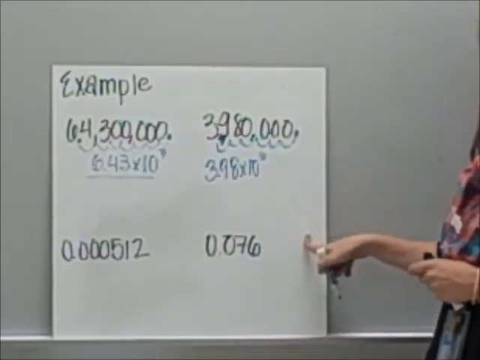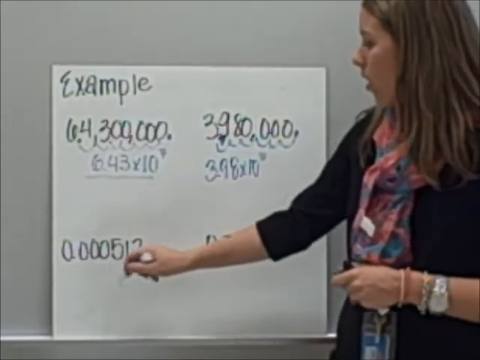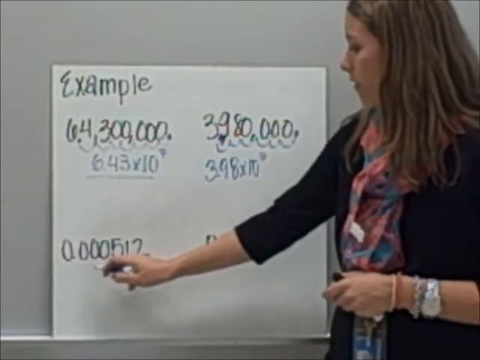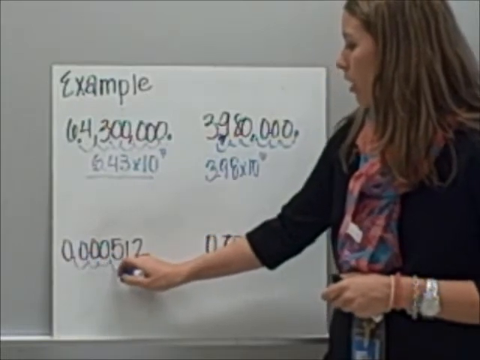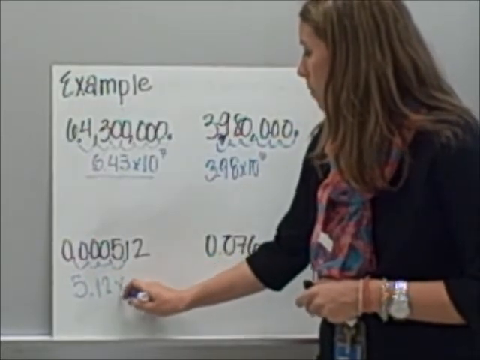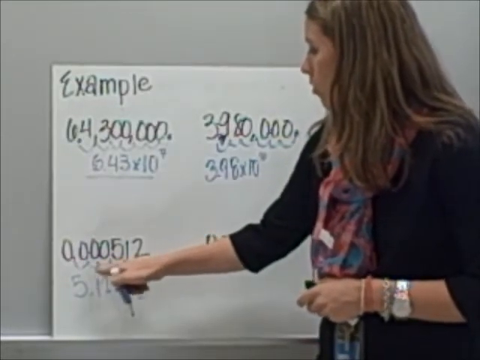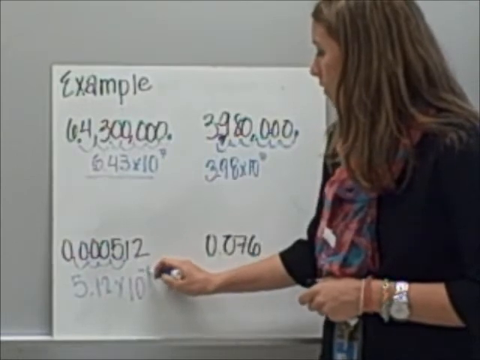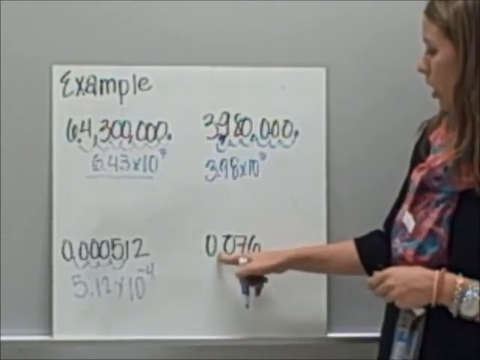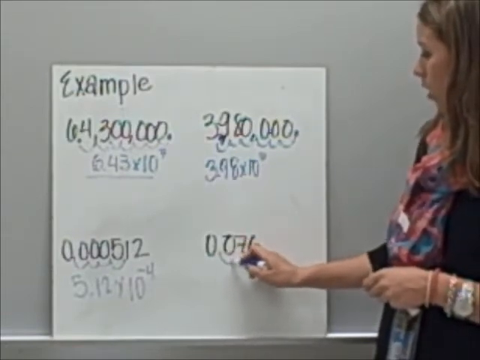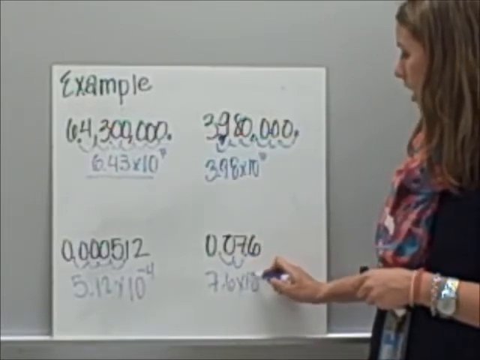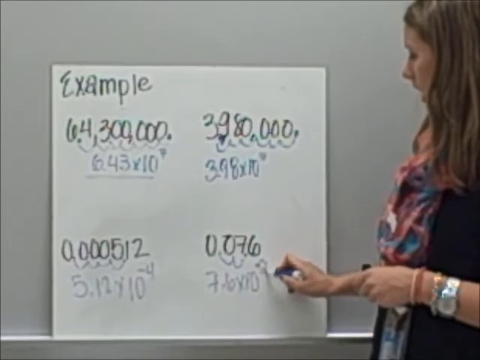Down here, we have very small numbers. The first one, we have our decimal point here. We want it to move to right here behind the 5. 1, 2, 3, 4. So we have 5.12 times 10, 1, 2, 3, 4, to the negative 4th power. The next example, we start right here. We want our decimal point here. 1, 2, 7.6 times 10 to the negative 2nd.